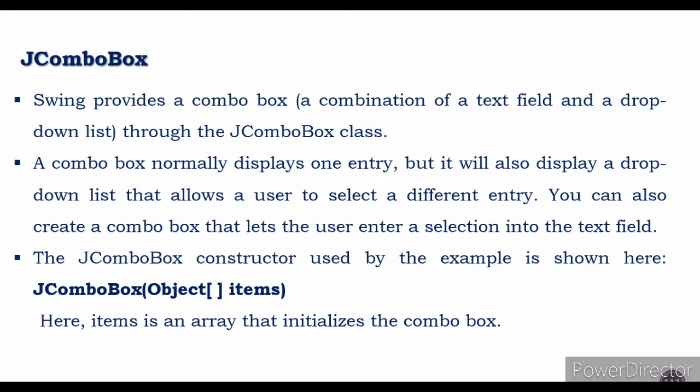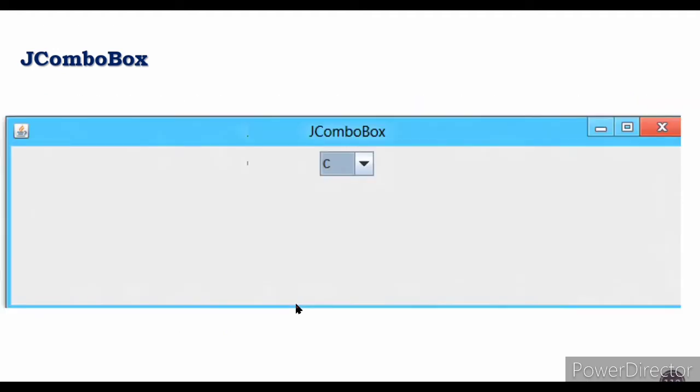We have used the basic J combo box constructor, which accepts an array of items of type object. See here, this is the J combo box, defined here without a text field. If I click on Java, it will display Java there. Initially the C was there, now C++. This is the example for J combo box.